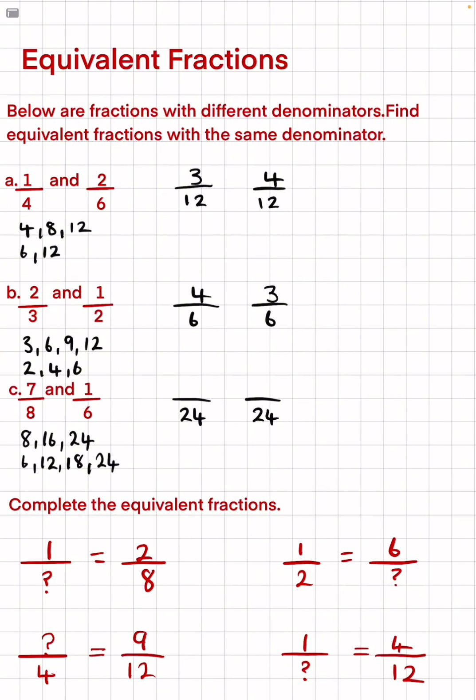To get from 8 to 24, we've multiplied by 3. So we're going to multiply the top number by 3. 7 times 3 is 21. To get from 6 to 24, we've multiplied by 4. So we're going to multiply the top number by 4. 1 times 4 is 4. 7/8 and 21 over 24 are equivalent fractions, and 1/6 and 4 over 24 are equivalent fractions.